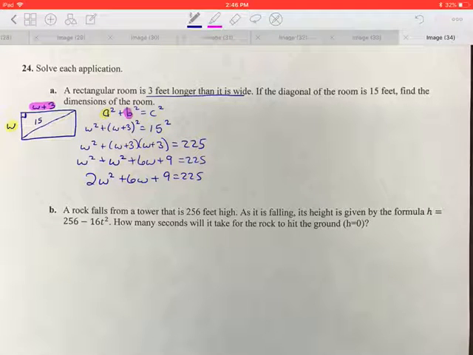Now remember, we're trying to solve a quadratic, so we want it equal to 0. So I'm going to subtract 225 from both sides, and I get 2W squared plus 6W minus 216 equals 0. Now we have to pick a method to solve it. You could do the quadratic formula, but the numbers are really big. I'm going to try factoring.